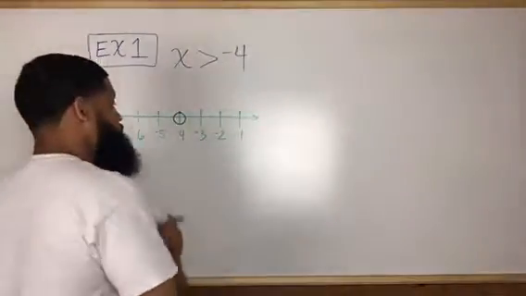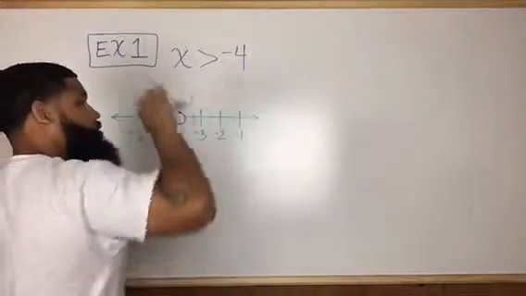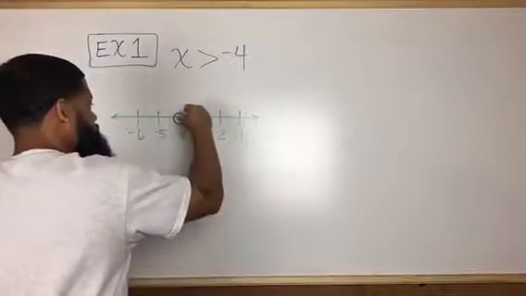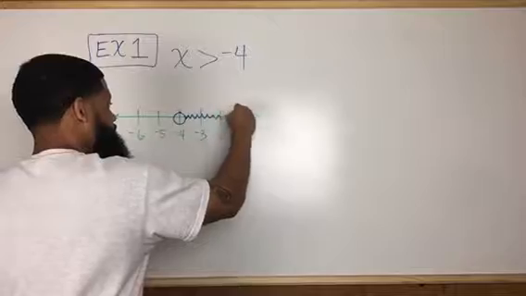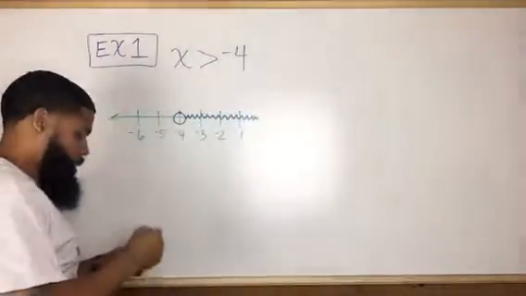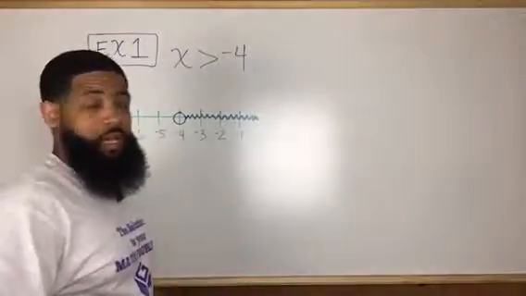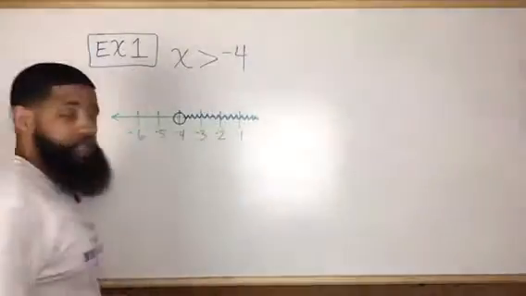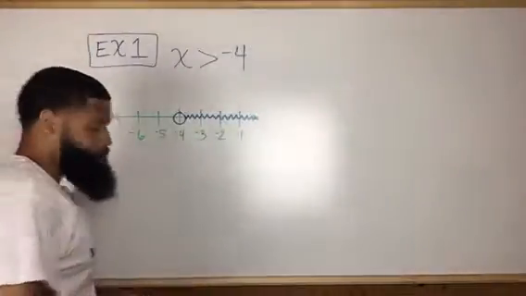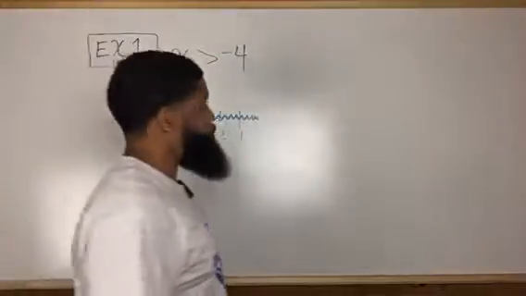Now, the numbers that are greater than -4 are to the right of -4. So we're going to shade this way. All right, so anything to the right of -4 on that number line is a solution to this inequality. Okay? Let's look at another example.